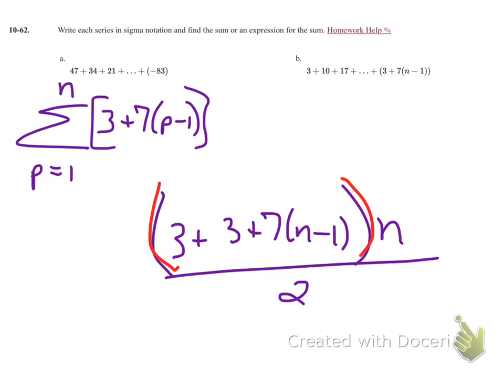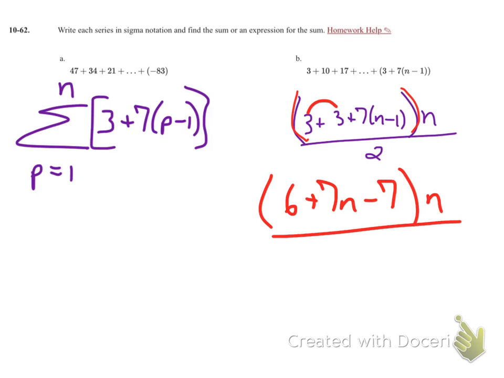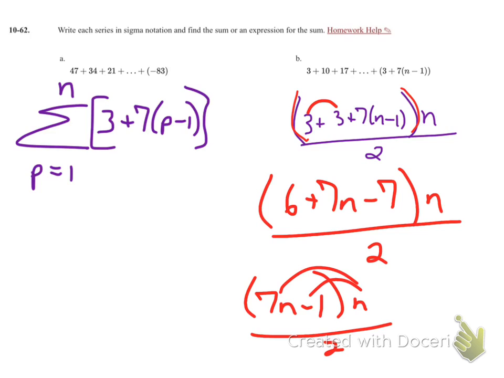So I'm going to distribute the 7 and combine like terms. I'm going to get 6 from adding those two, plus 7n minus 7, times n over 2, which gives me 7n minus 1 times n over 2, which when I distribute then, the sum for this is (7n squared minus n) over 2. So that is now the sum of this series.